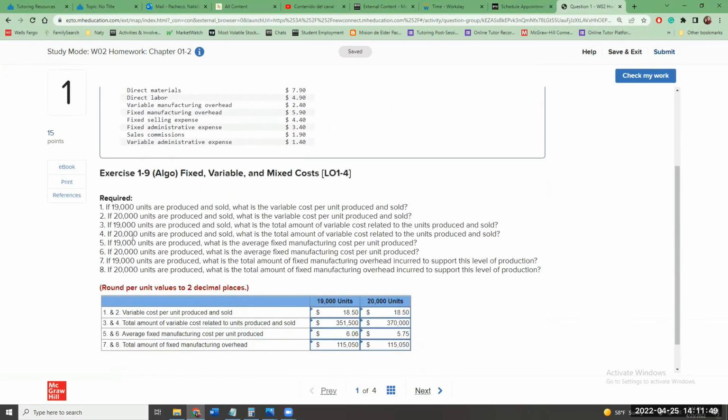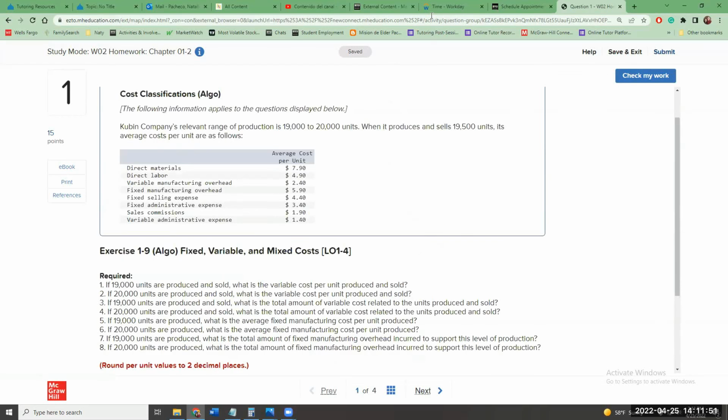First thing, we can see which ones are the variable and fixed costs. We know that direct materials and direct labor are always variable because the more we produce, the more we're going to pay total for them. The manufacturing overhead has a variable and a fixed portion, and all of these three are fixed. Sales commissions are also a variable cost, and variable administrative expenses. So these three are fixed.